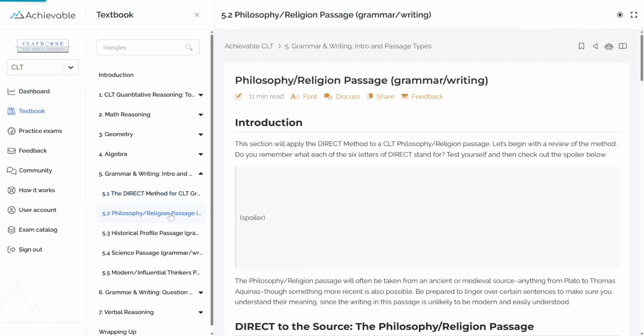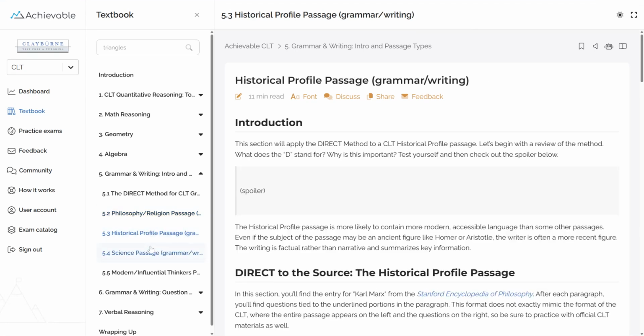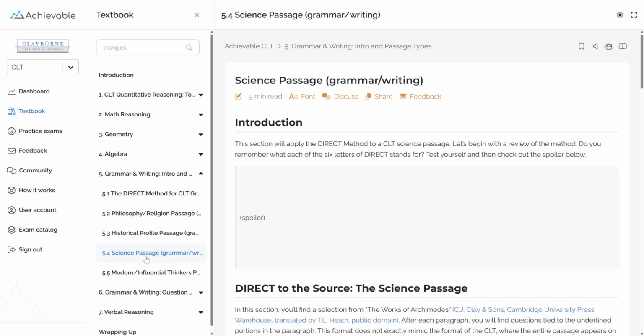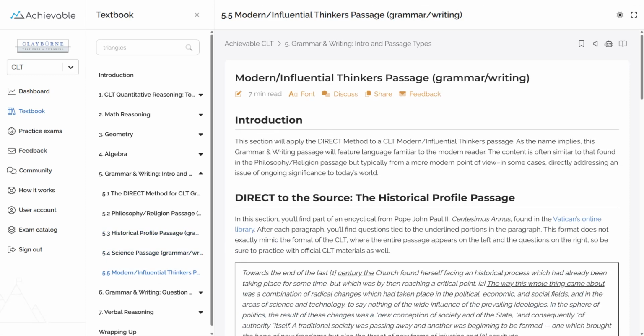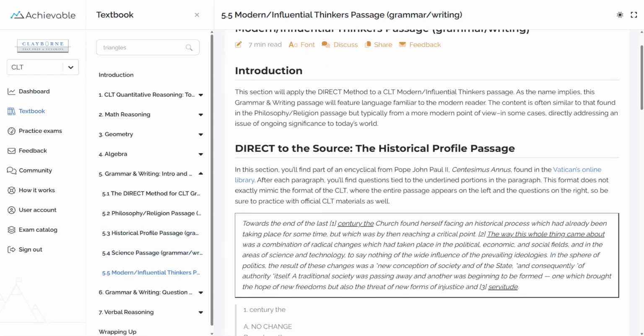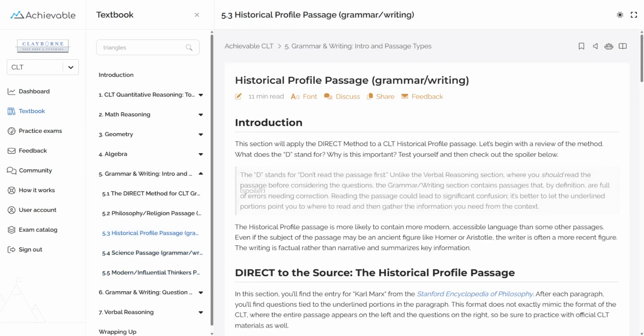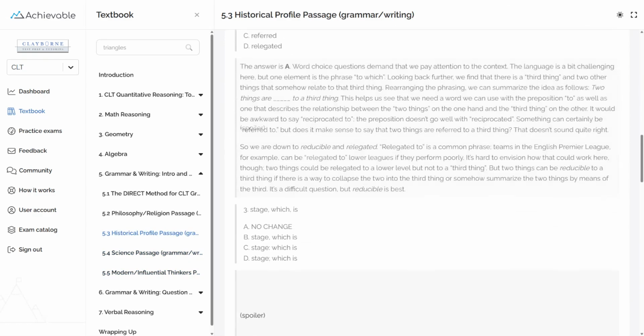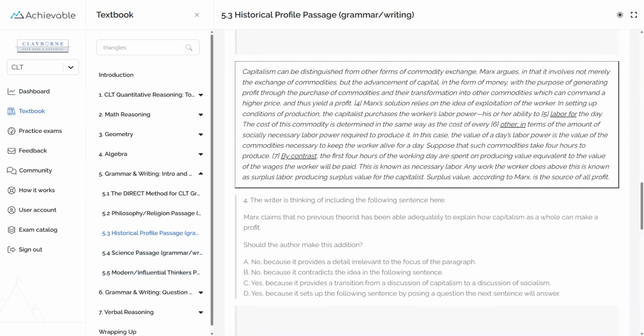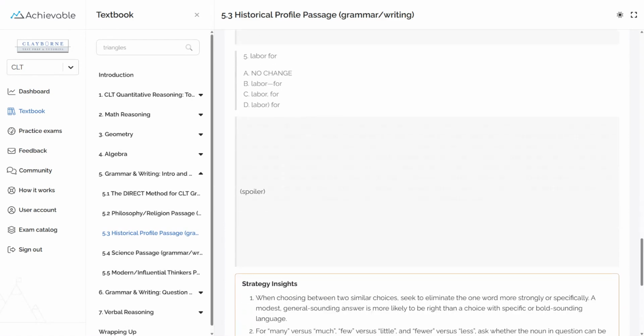Then what you'll find is chapters that are devoted to each of the individual passages on the CLT grammar and writing section. There's always a philosophy or religion passage, a historical profile passage, a science passage, and then a modern or influential thinkers passage. For each of these, you'll see as we walk through them, different questions connected to each of those passages. So if you look at the historic profile, for example, here are 5 questions.